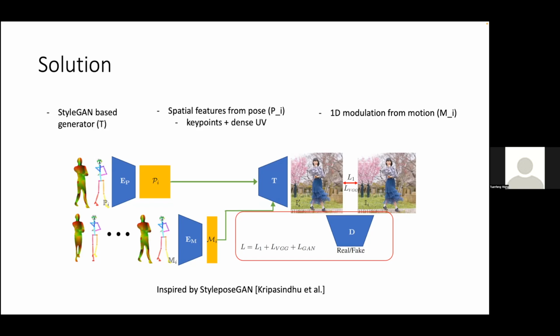So we trained our network with very typical reconstruction loss and perceptual loss. And we also add the adversarial loss with the discriminator here.